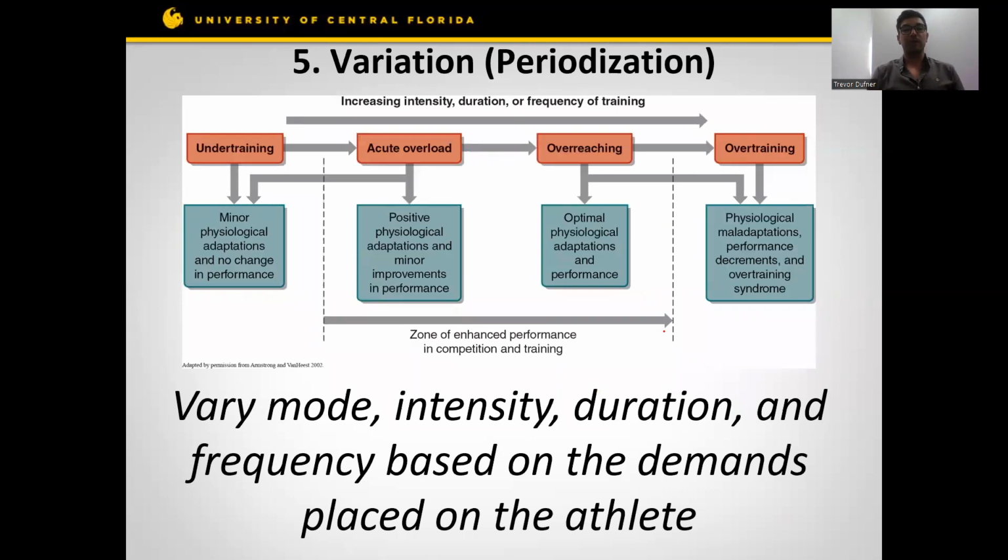And then finally, our fifth principle, we're talking about variation. So periodization. Vary mode, intensity, duration, and frequency based on demands placed on the athlete. So you obviously want to be specific to their sport. You want to be doing things that are going to be used in their sport, but you also need to go through variation.